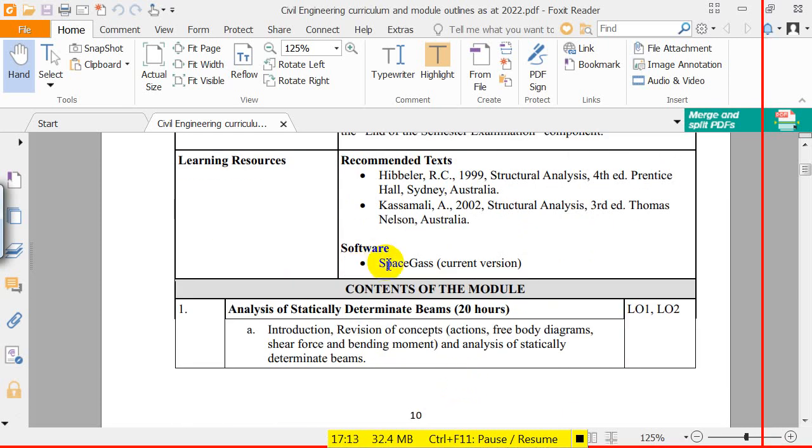And software, we have a software called Spacecast, which is the one that we use because it's a simple analysis. Anyway, this semester I'm planning to introduce you to some other commercially available software that is used in the industry. But we will not go deep into that. You should know, okay, these are there and I can use that.